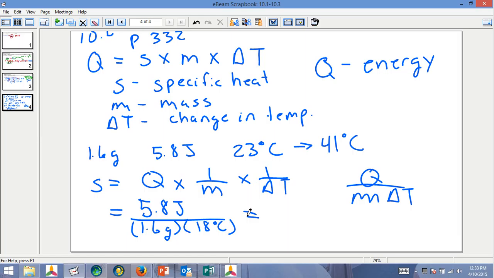Now we have 0.20 joules per gram degree Celsius. Then we can flip over to our heat capacity table on page 329 and look it up and see that the specific heat for gold is actually 0.13, and so this is not pure gold.